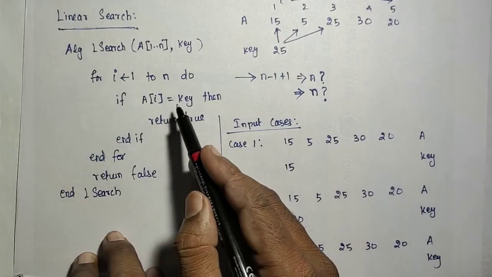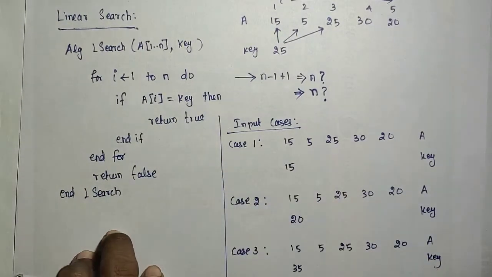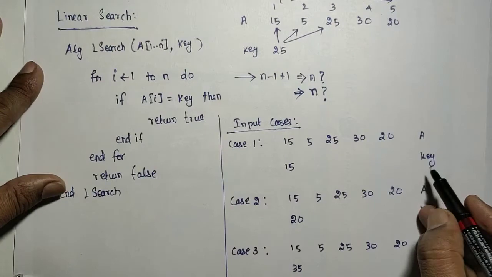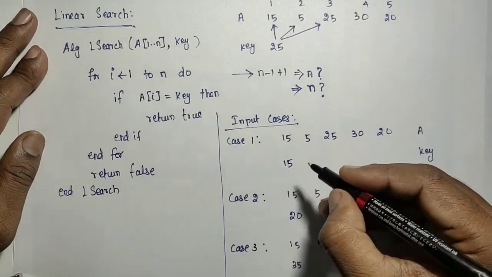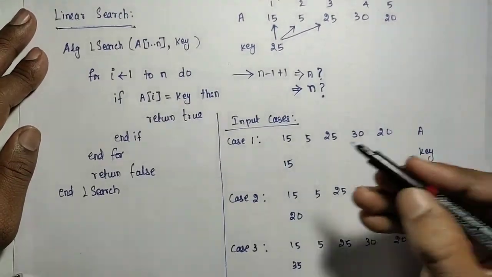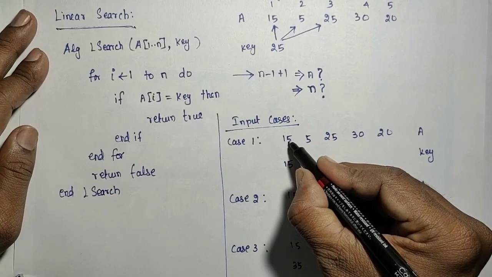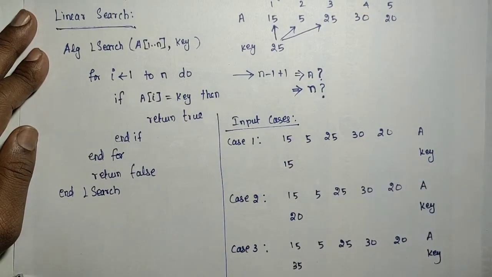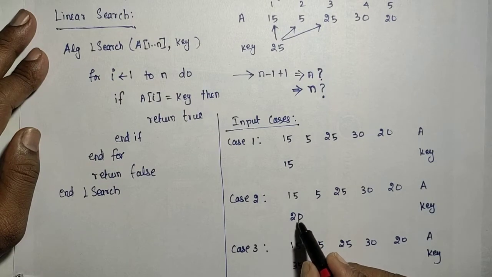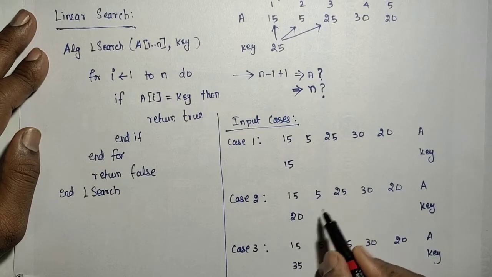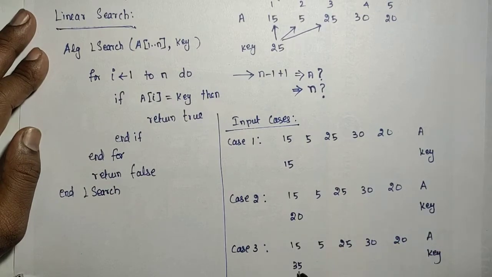So it will differ based on the input values. Suppose the key element is passed as 15. How many comparisons are going to happen? 15 will be compared with what? That 15. That is only one time. In this case, 20 means how many times will the comparison happen? 1, 2, 3, 4 and then what? 5 comparisons. Suppose the third case is 35.